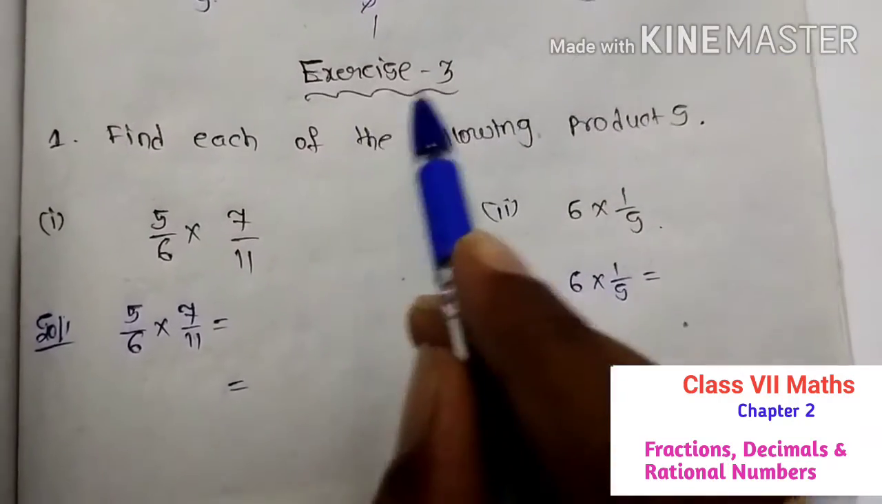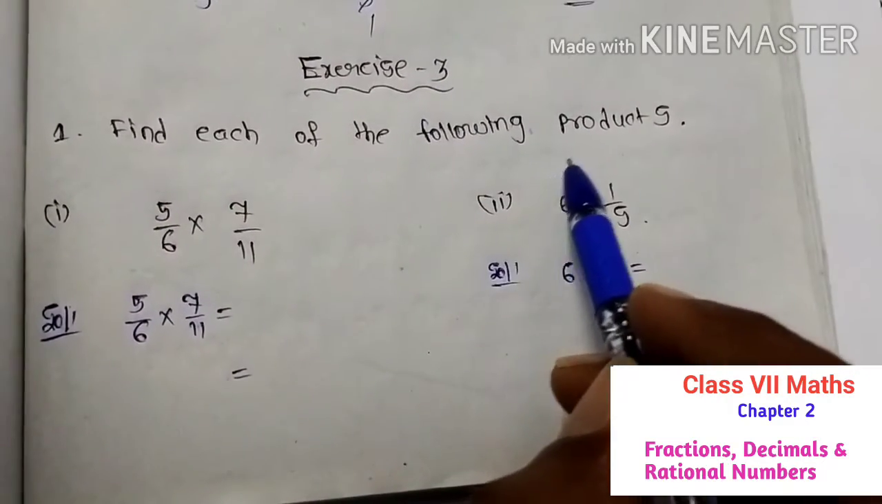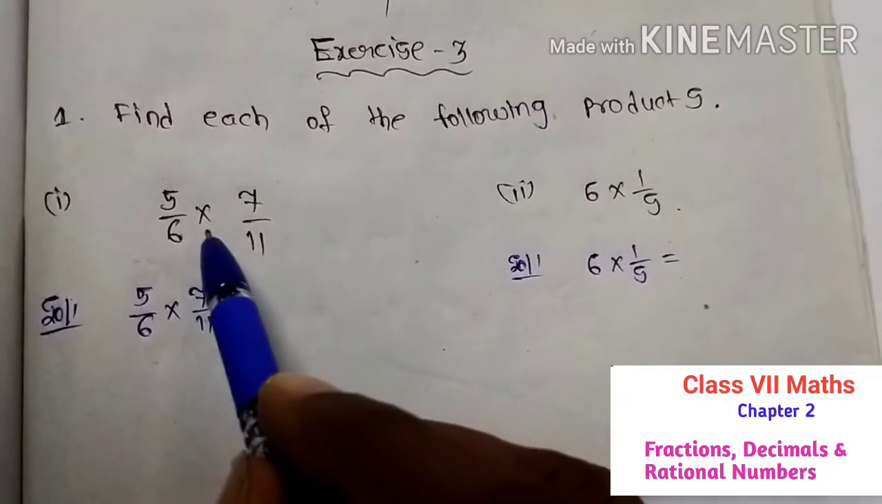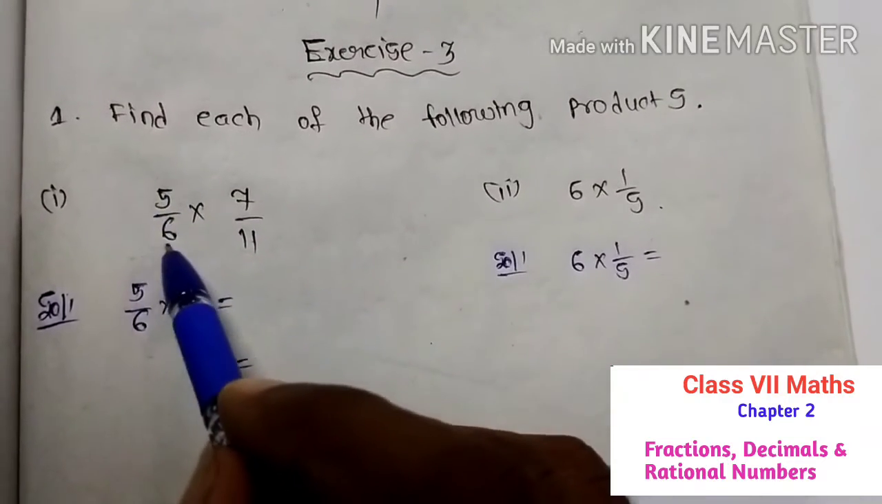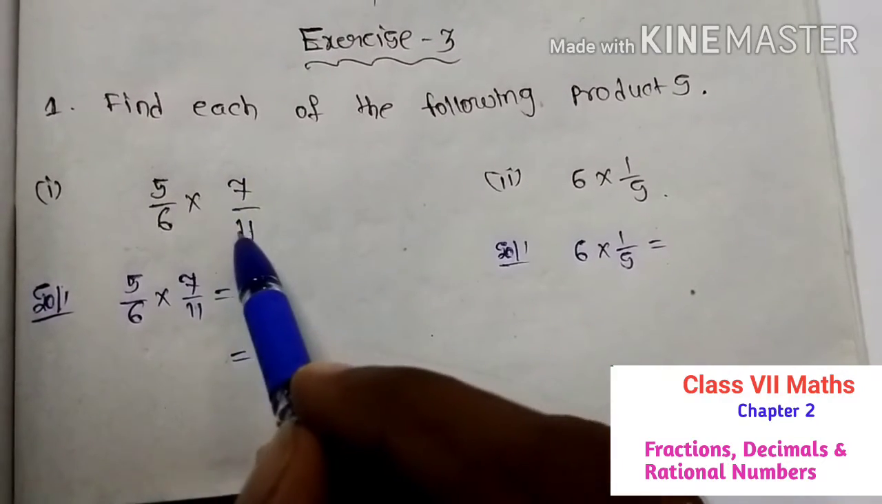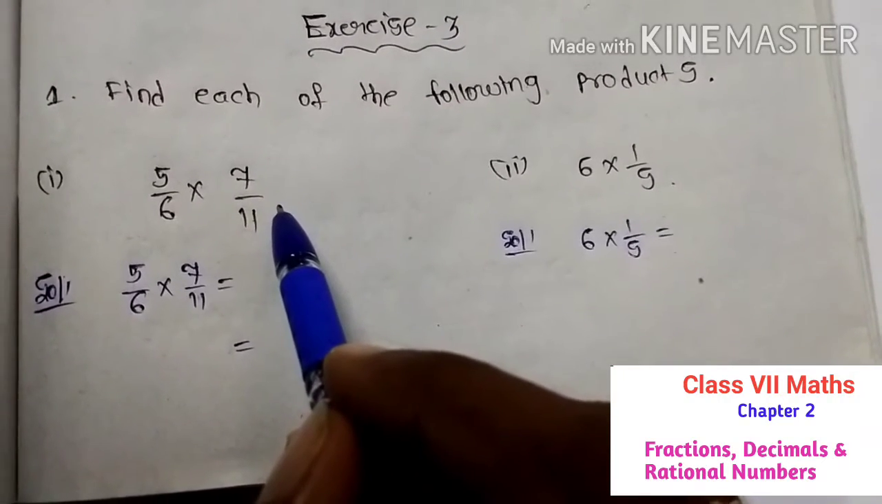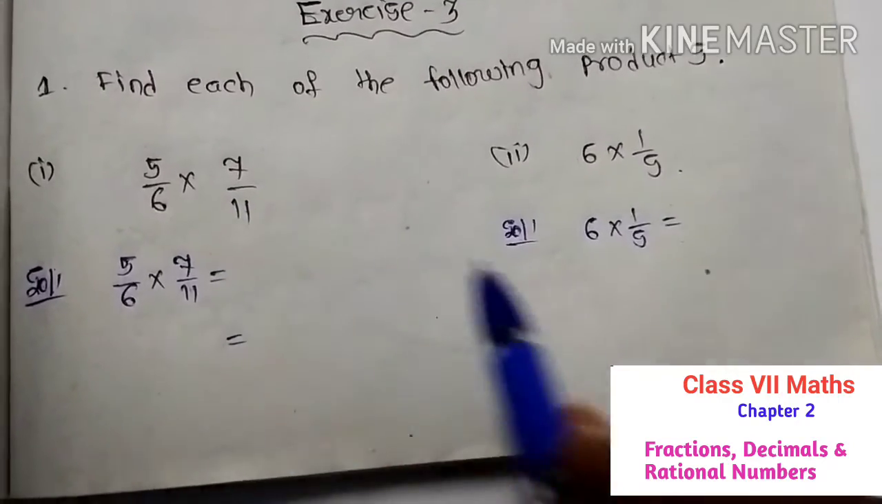Now you can see here exercise 3. First question, find each of the following products. First problem here, 5 by 6 into 7 by 11. You can observe here 5 by 6 is one fraction, 7 by 11 is another fraction. We know how to find the product of the fractions.